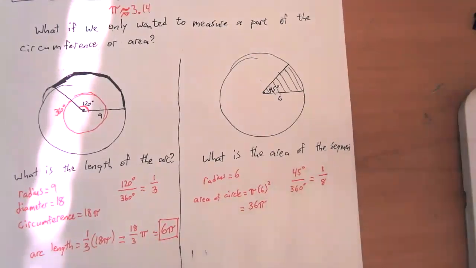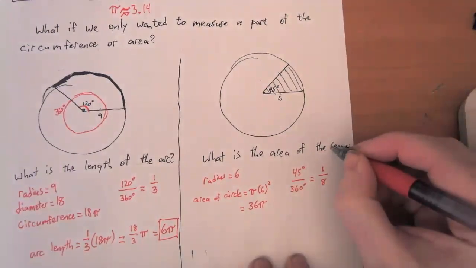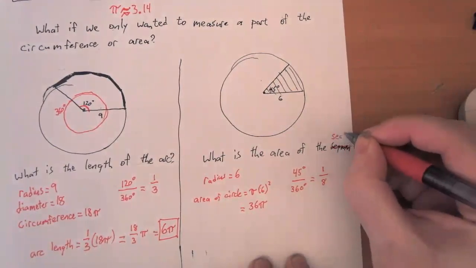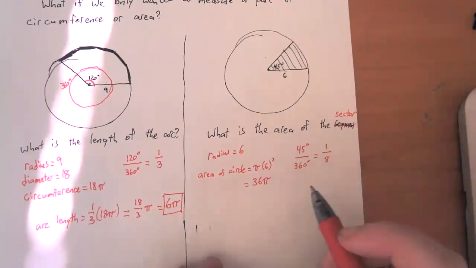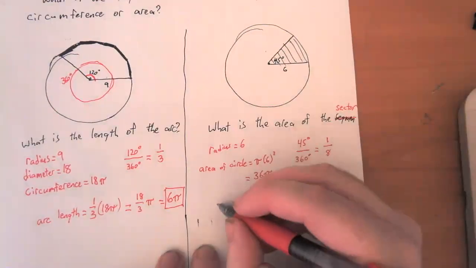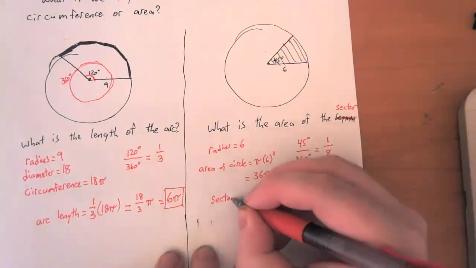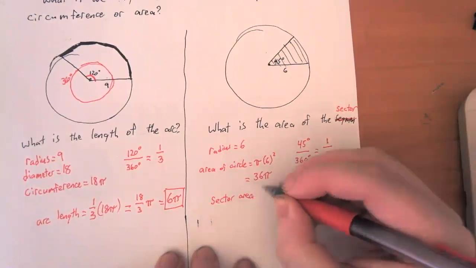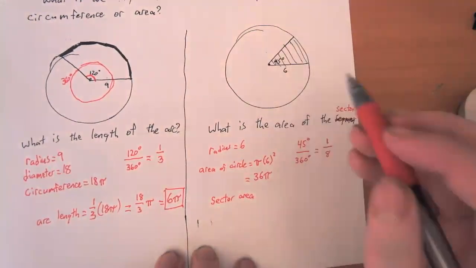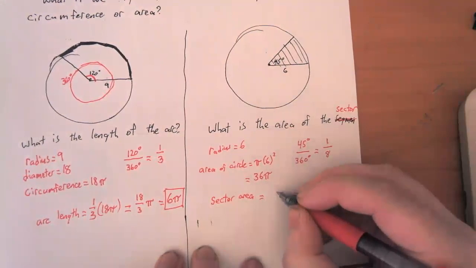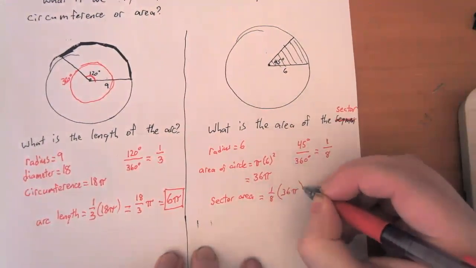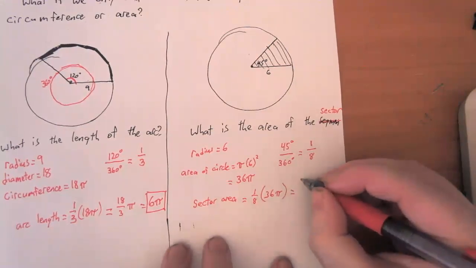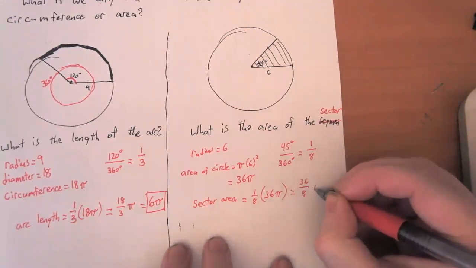So how does that help us to calculate the area of the sector? I called this a segment. That is incorrect. This is a sector. A segment is something different. All right, so the sector area, since this is 1/8 of the entire circle, it's got 1/8 of the area. So it's 1/8 times 36 pi, which is equal to 36 over 8 times pi.